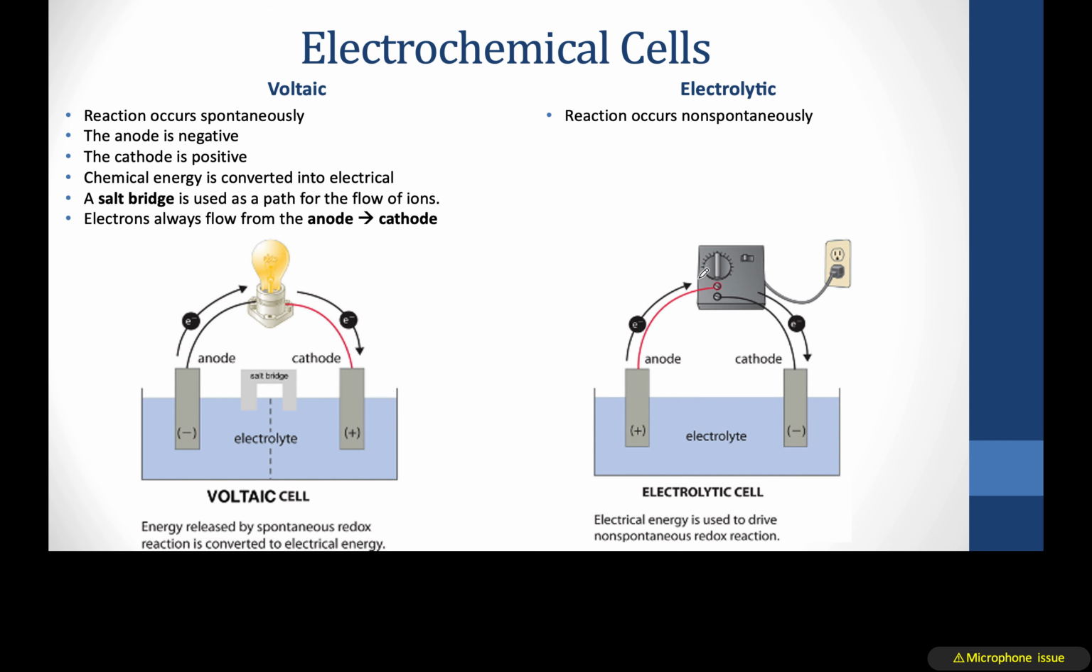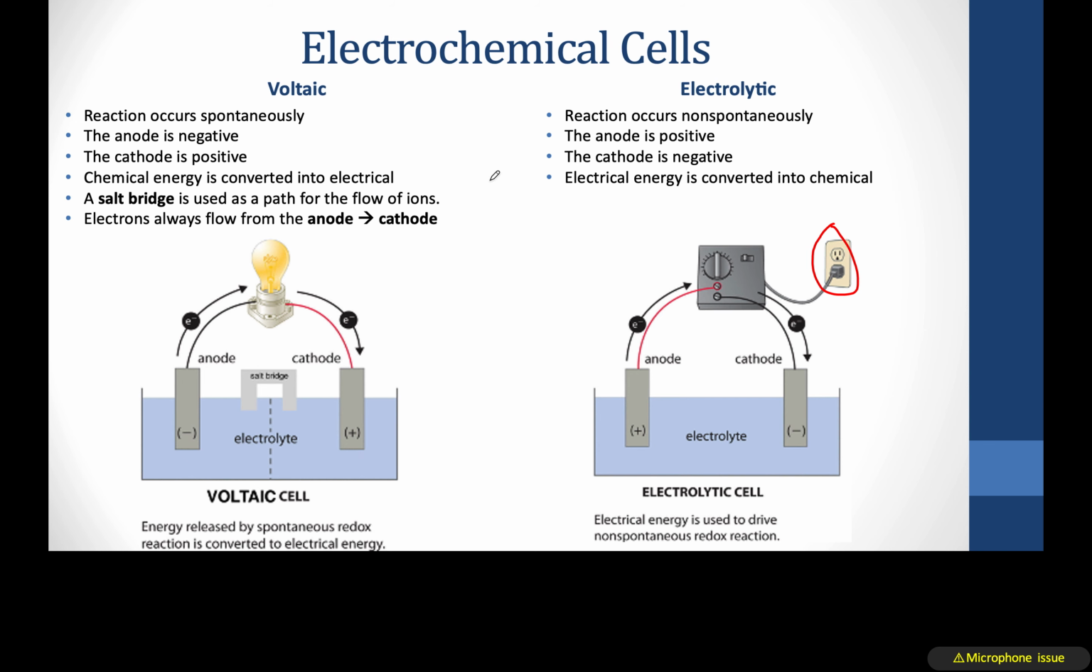So the electrolytic cell reaction is non-spontaneous. How do we know? I mean, look, it requires electricity, right? This one is producing electricity. This one requires it, so non-spontaneous. And the anode and cathode are backwards. Okay, the anode here is actually positive, which is kind of strange, and the cathode is negative. Okay, so it's backwards.